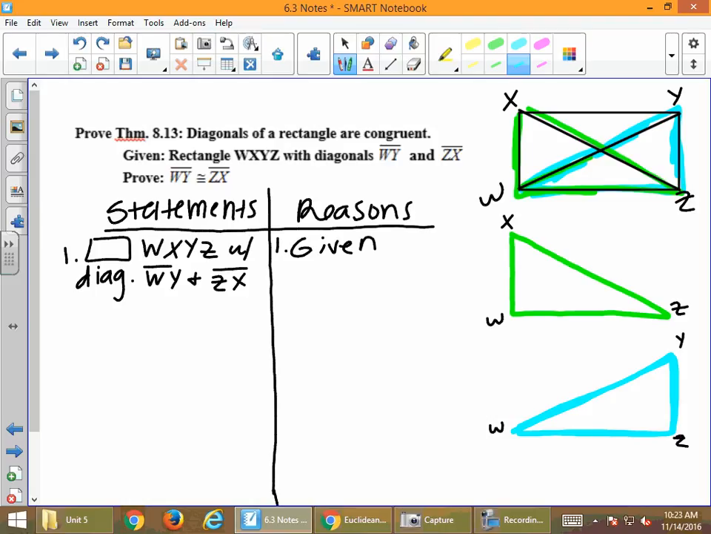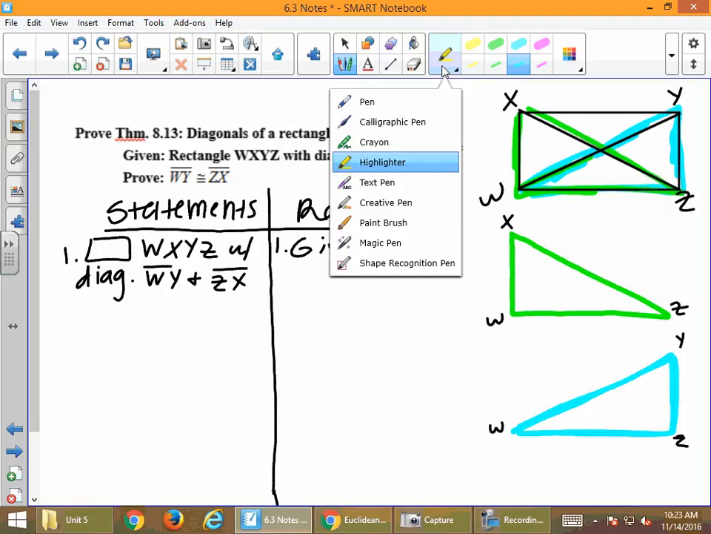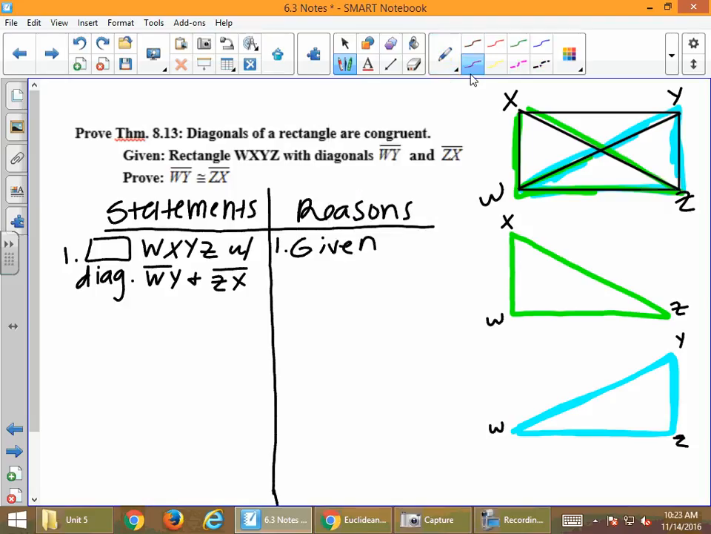Alright, well we know we have a rectangle. What do we know about all the angles of a rectangle by definition? What are all four angles of a rectangle? They're all right angles. So we know this angle right here is 90 degrees, this one's 90, this one's 90, that one's 90.